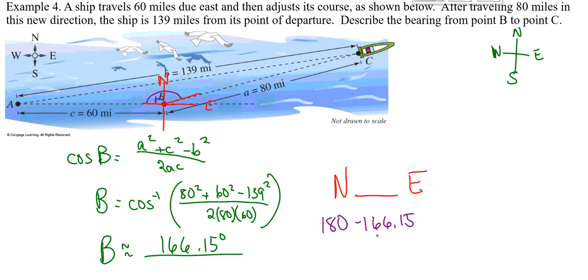So our number that's going to go here is 180 minus 166.15. No, I'm sorry, that is very wrong. It's going to be 166.15 minus 90 degrees, that right angle that I just talked about. I don't know why I did 180 then. And that is going to be 76.15 degrees. And so we're going to go north 76.15 degrees east as we look at that.